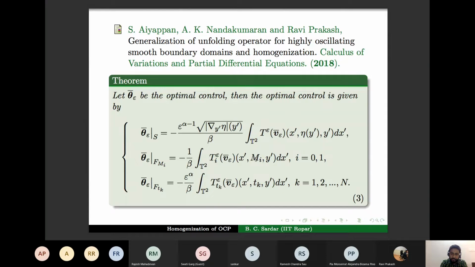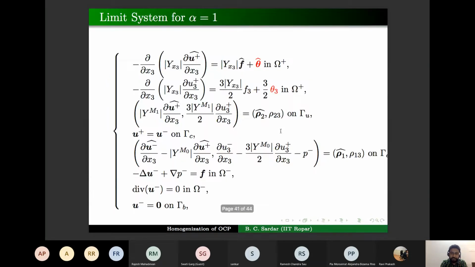Okay. And here V epsilon bar is the corresponding adjoint problem. Now this is the corresponding limit system: for alpha equal to 1, we obtain this control problem. This is the limit system. We will see that for alpha equal to 1, the control appears in omega plus, as well as in the upper boundary, gamma u. So this will be the control term, as well as an interface control term.